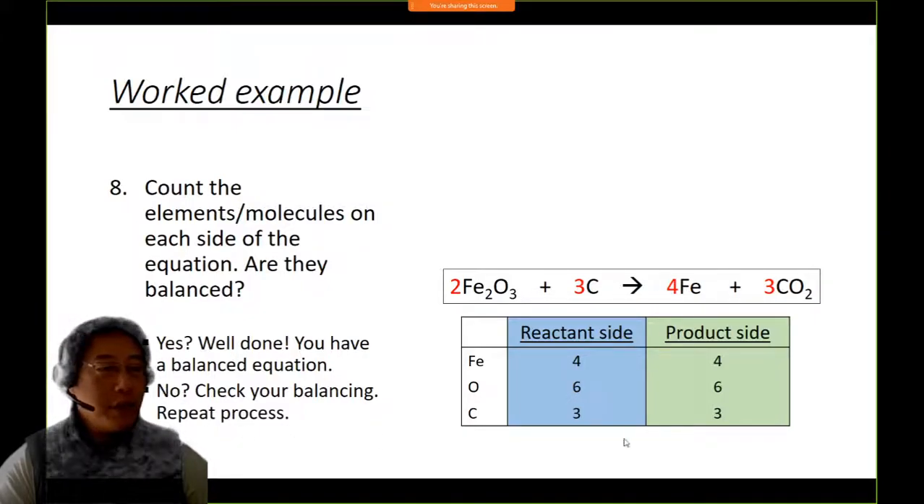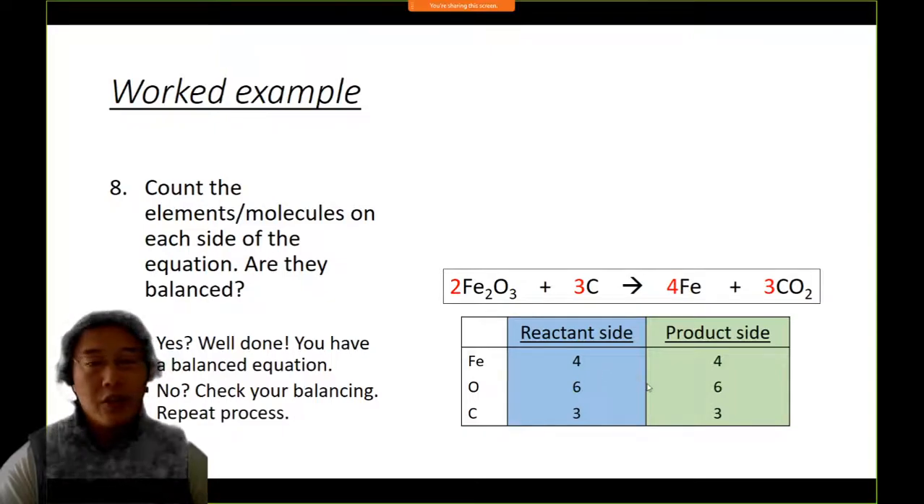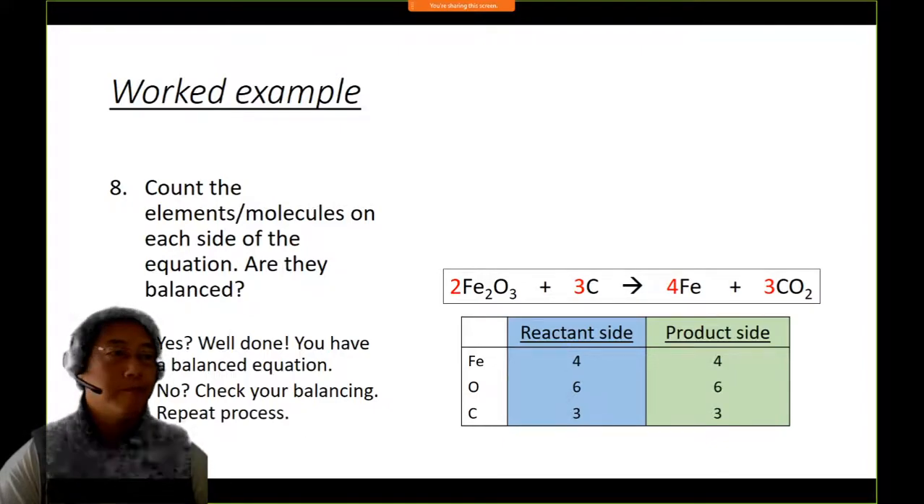Now if it wasn't, you would have to go back and pick an element to balance, either looking at the left, the reactant side, or the product side, and just find the new coefficient. And sometimes you might need to have a coefficient on both sides. That's when you use the lowest common multiple. Okay, so that's the end of the PowerPoint.